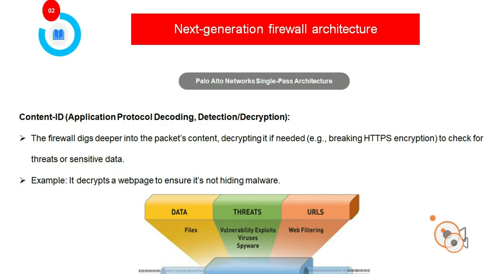And in parallel, the firewall will check the content ID. The content ID is the process where the firewall looks inside the packet content to understand what is in it and check for potential threats or sensitive information. Think of it like opening a package to inspect what is inside, not just looking at the label.